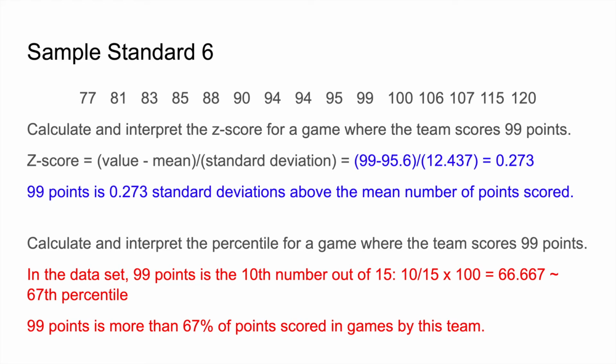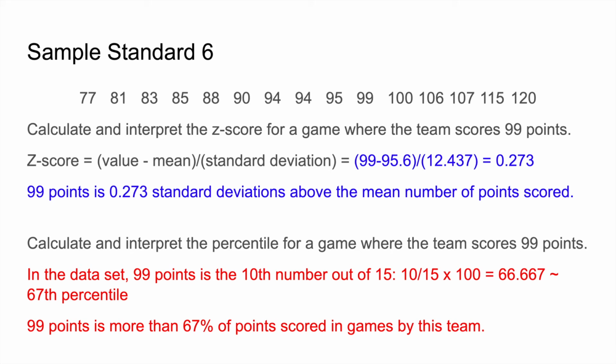If I told you that you took a test and got a z-score of 2, that would be very, very good because you were 2 whole standard deviations above the mean in the class. Or if I told you that you went golfing and your z-score was negative 3.18 for your golf score, you'd be thrilled, because that means your golf score was 3.18 standard deviations less than the mean, and it's better to have a low score in golf.